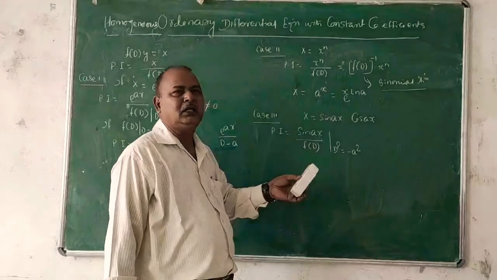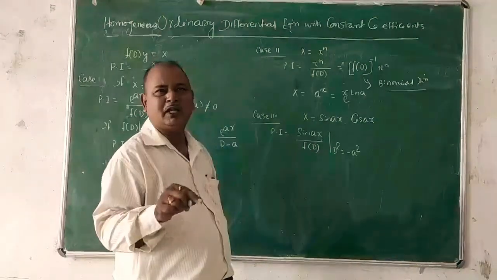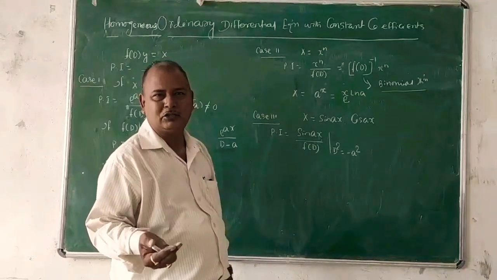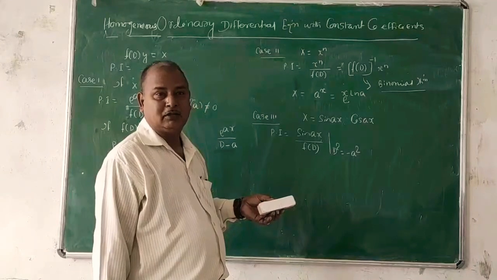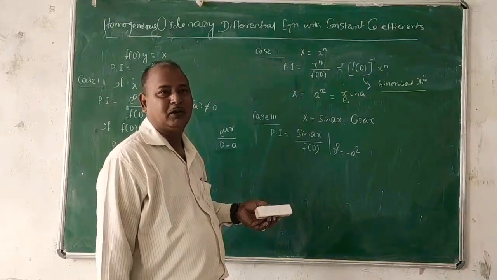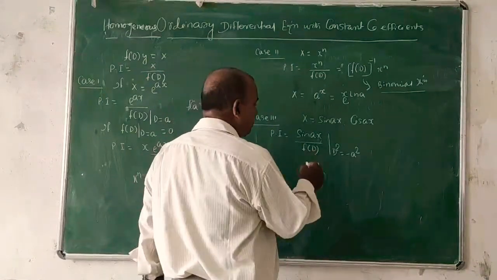Suppose f(D) is D² minus a². You will substitute D² = −a², and you obtain −2a². And if f(D) is D² plus a², then you will obtain 0. The formula method equals to here. So how to find out?